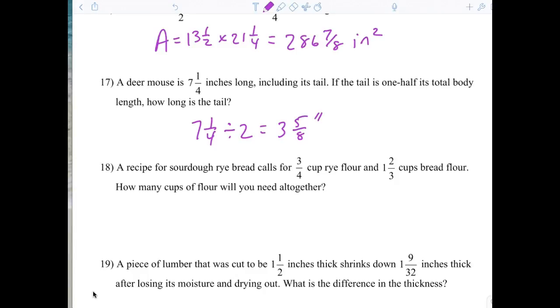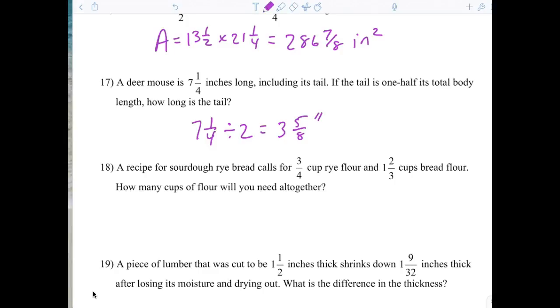A recipe for sourdough rye bread calls for 3/4 cups of rye and 1 2/3 cups of flour. How many cups of flour will you need all together? So you have rye flour and bread flour. So all together. Colin, what do I have to do to solve this? In this pot, we have 3/4 flour. In this container over here, we have 1 2/3 cups. So we add them? Yes. There you go. We add them together.